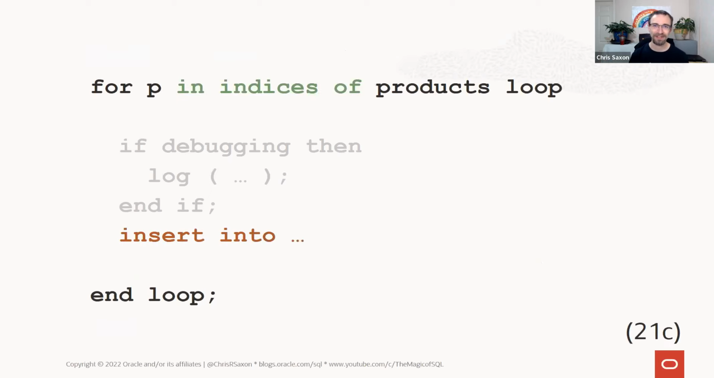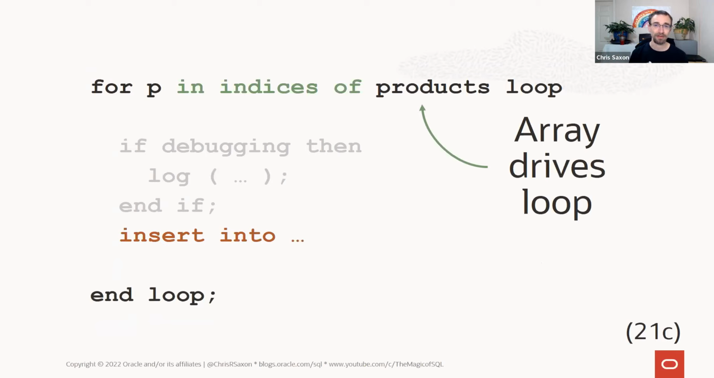Good thing is now in 21c, we can actually do this. So we've got this indices of syntax. Those of you who've worked with FORALL will probably have seen this, be familiar with this. Use the indices for that products array to actually drive the values for the loop. So as I say, the array drives the loop here.